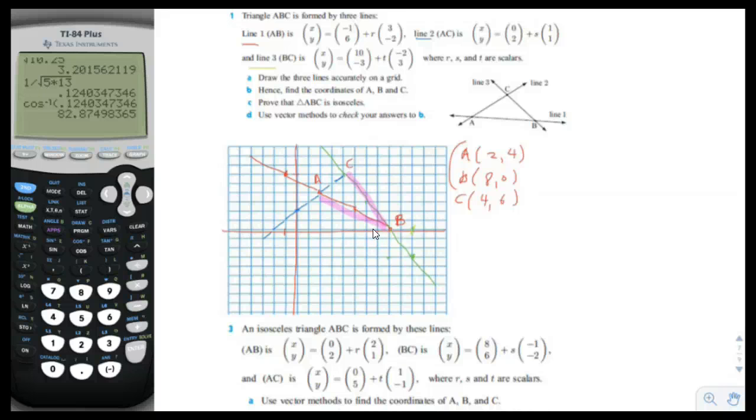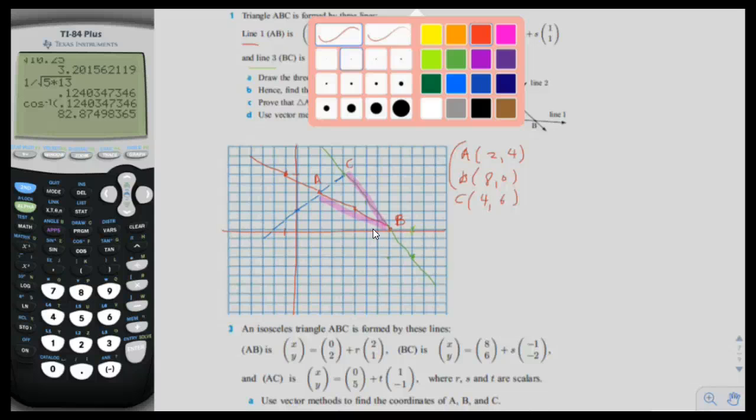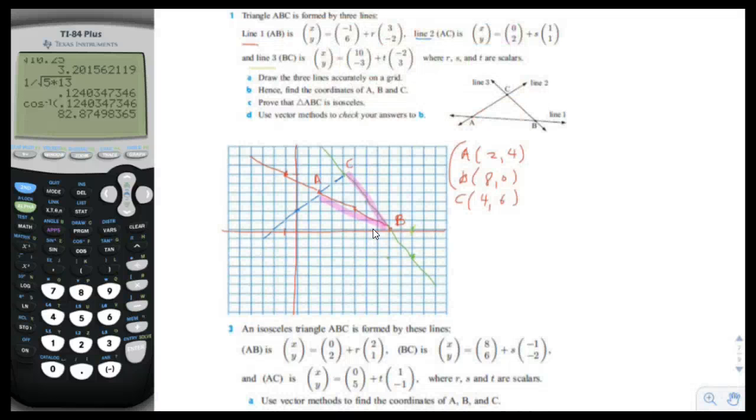by using the distance formula, right? Remember the distance formula? It's just like the Pythagorean theorem, basically. It's the square root of x1 minus x2 squared, I'm sorry, x1 minus x2 squared plus y1 minus y2 squared.